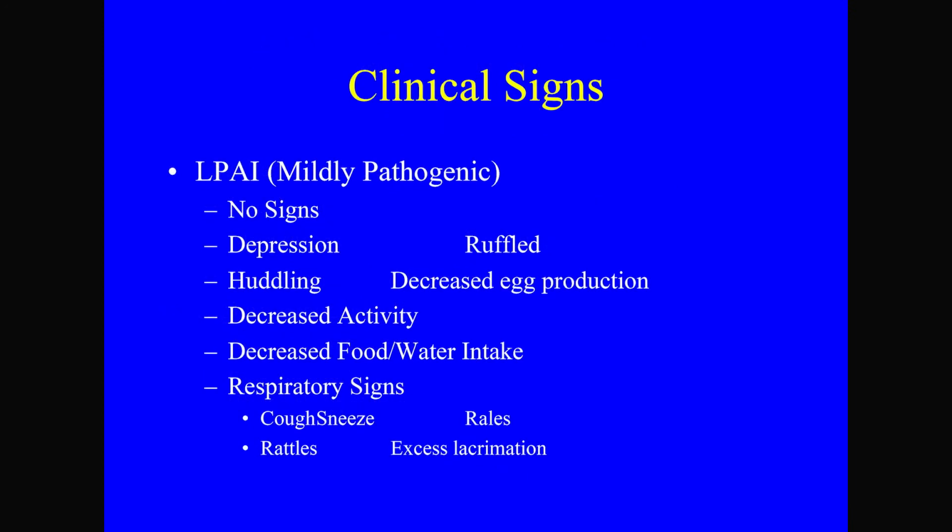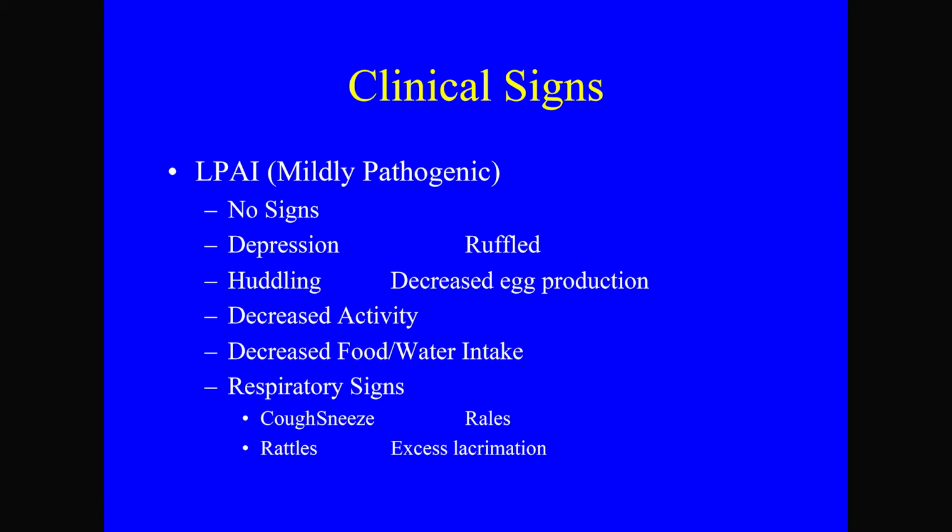What are the clinical signs? Again, with low pathogenic avian influenza, it's very mildly pathogenic. There may not be any signs at all. Usually some of the things that we see are depression. Birds may have some ruffled feathers, maybe a little huddling of the birds, decreased egg production, decreased activity. Going along with that is decreased intake of food and water, and some mild respiratory signs such as a cough or a sneeze, maybe some rales and rattles, and excessive lacrimation or tearing.